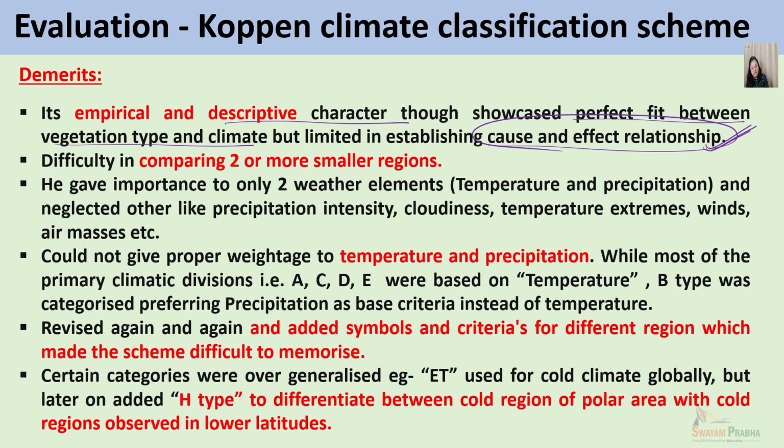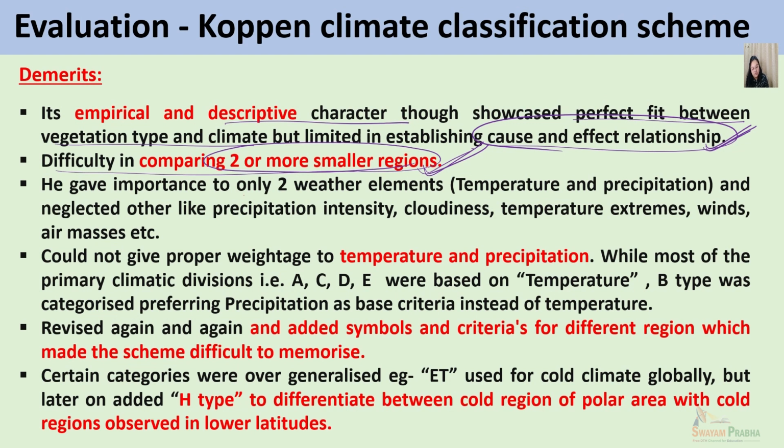And the second important demerit was that although it provided a broad overview of the entire world and gave the climatic classification of the entire world in a very generalized way, it was very difficult to compare two or more small regions, because for the regional level, the Koppen's climatic classification was very variable, was not similar for the smaller regions. So later on, various versions of Koppen climate classification came to show the regional variations.